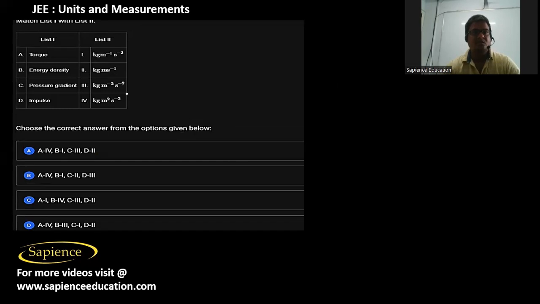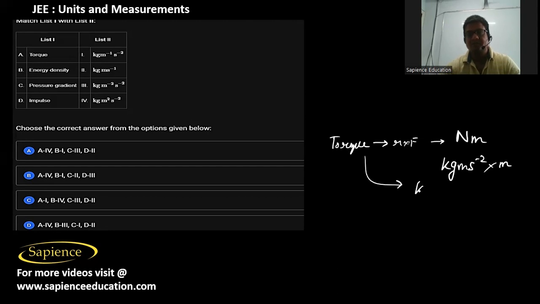And here it is again told to find the dimensional formula for torque. No, we have to find the SI unit of torque. So for torque, the SI unit is, it is R cross F. So it will be force, that is Newton meter, and Newton, as you know, is kg meter per second square into meters. So its SI unit, I can say, is kg meter square per second square. So A will match with 4.